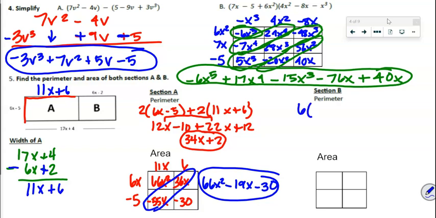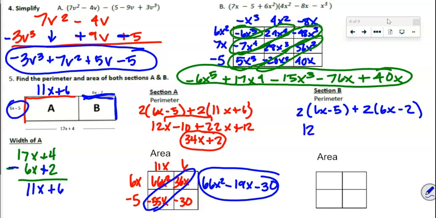So here again, we're doing 2 times the length plus 2 times the width, right? So 2 times our 6x minus 5, and then we're going to do 2 times our 6x minus 2. So here again, we got our height and our width, right? See it? And the height's over here. So we already found that. So that's 12x minus 10 plus 12x minus 4. So this is going to be 24x minus 14.